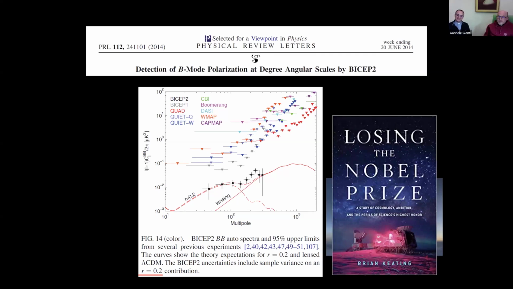And they also wrote this book, Losing the Nobel Prize. In this case, there was no Nobel Prize.